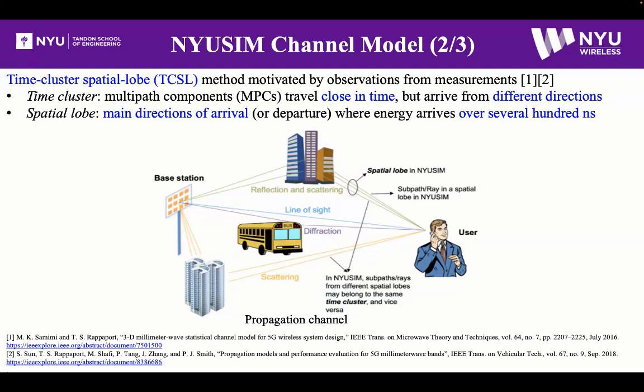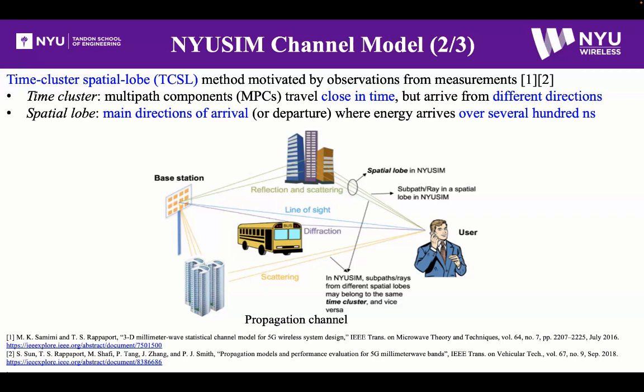And the other thing we have is something known as the spatial lobe, which basically indicates the main direction of arrival or departure of multipaths, where we do not care about each individual duration or delay of the multipath, but we look at over a particular spatial direction over several hundred nanoseconds, how many multipaths do we capture? So for example, if you look at the diagram below, all the yellow lines could indicate one spatial lobe. So that's one spatial direction. The green lines indicate another spatial lobe, which is another spatial direction. And there could be multiple multipaths in these spatial lobes.